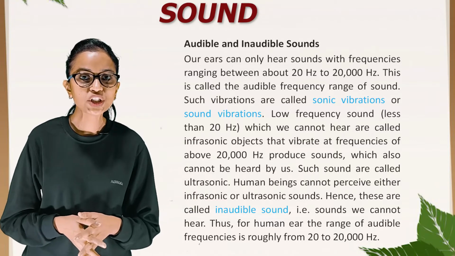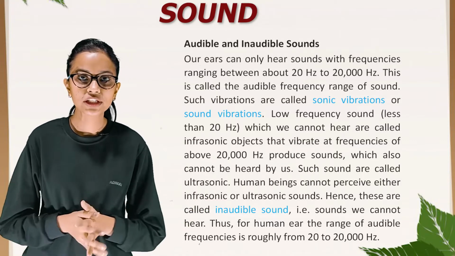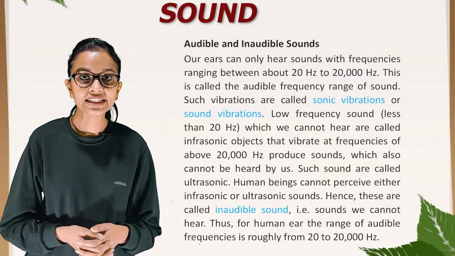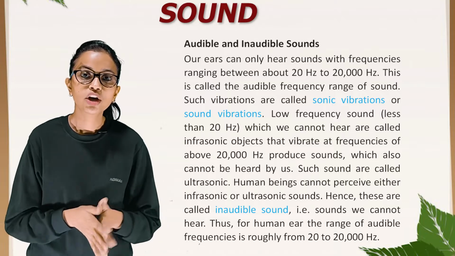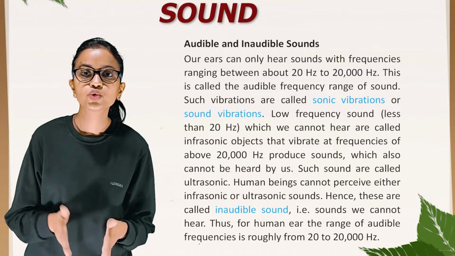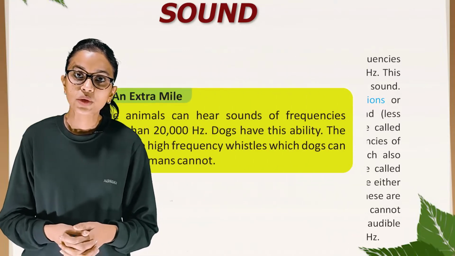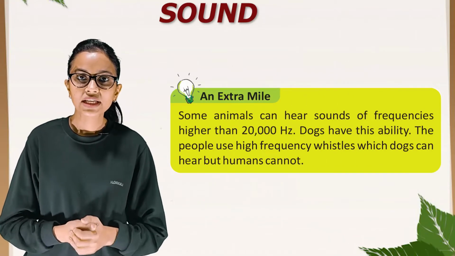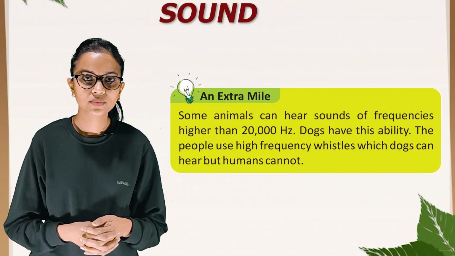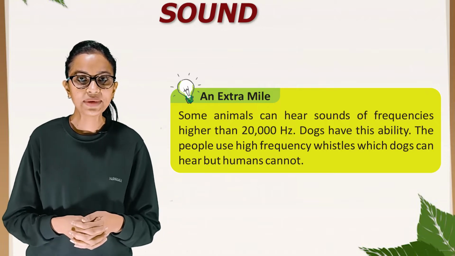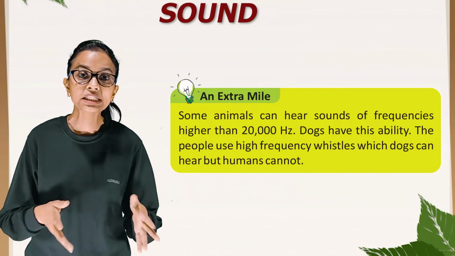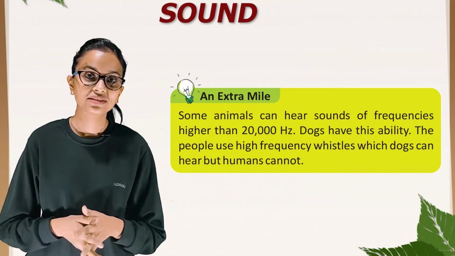Human beings cannot perceive either infrasonic or ultrasonic sounds. Hence, these are called inaudible sounds. That is, sounds we cannot hear. Thus, for the human ear, the range of audible frequencies is roughly from 20 to 20,000 Hz. So, it's time for an extra mile. Some animals can hear sounds of frequencies higher than 20,000 Hz. Dogs have this ability. The people use high frequency whistles which dogs can hear but humans cannot.